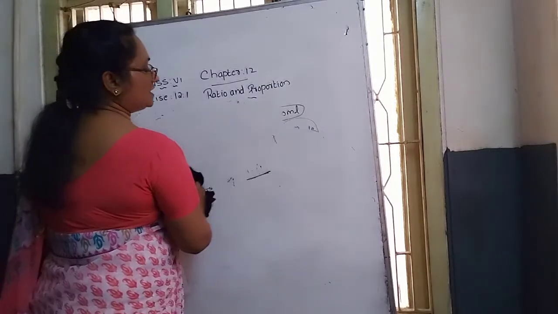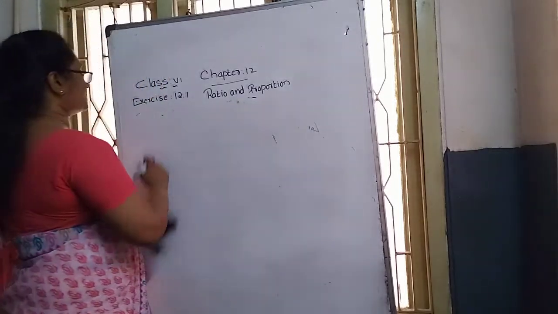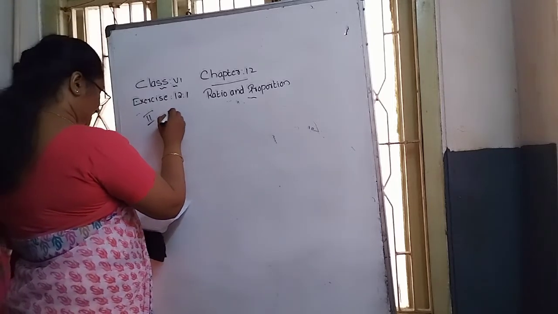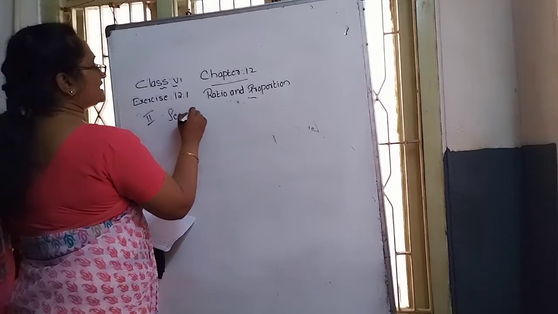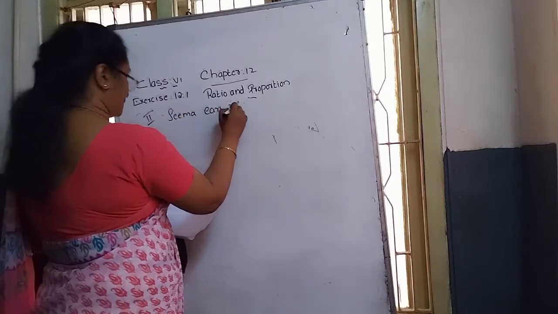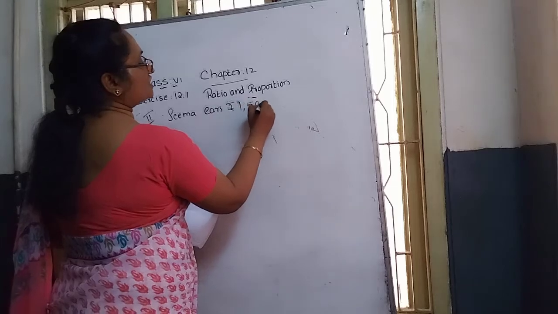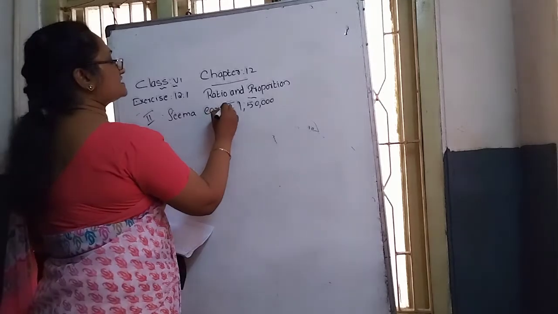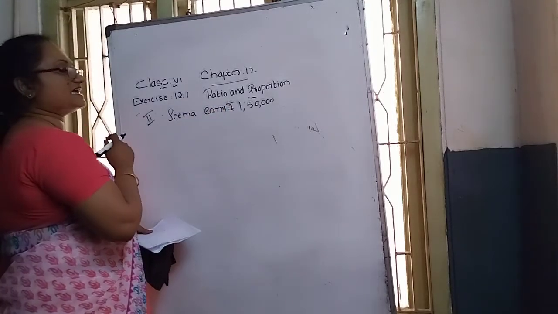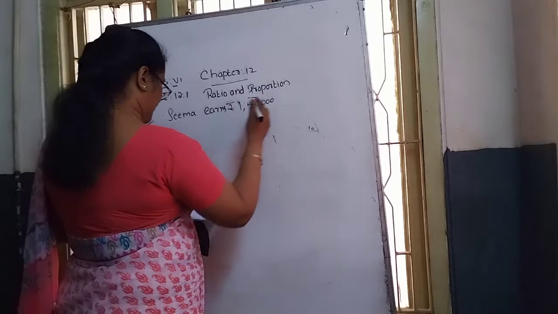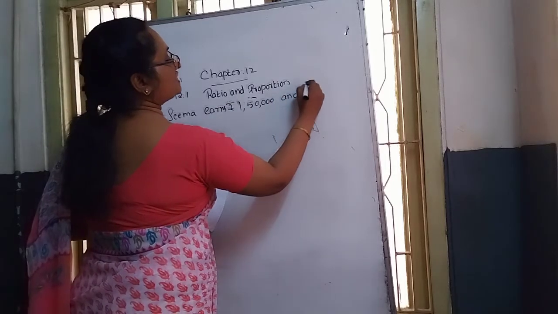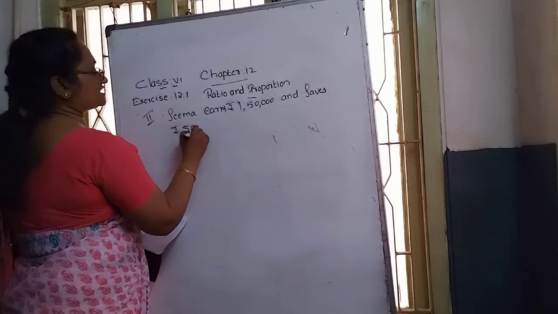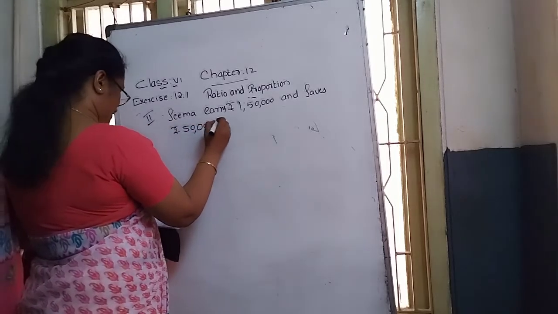Next we go through word problems. In this word problem, a girl, Seema, earns rupees 1,50,000 in a year. A saving amount is also given. She saves rupees 50,000.